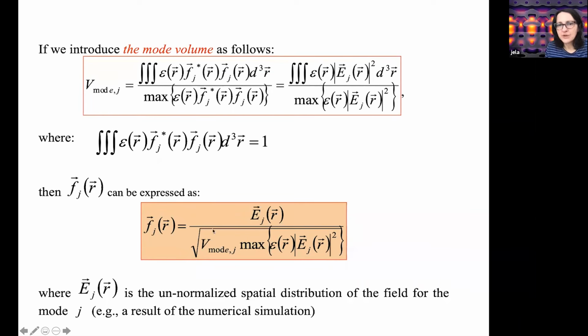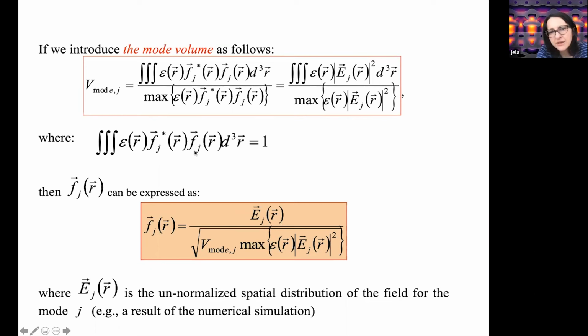So then here you would have square root of integral of epsilon E squared, and then integrating F times F conjugate epsilon gives you again another integral of epsilon E squared. So the result is 1, okay? So basically the bottom line is take unnormalized field and divide by square root of the mode volume defined in this way times maximum of epsilon E squared. And then you will obtain the right F's that are normalized in this way, okay?